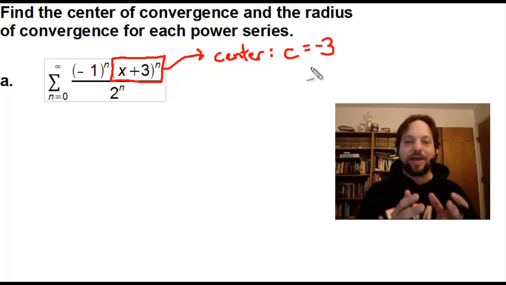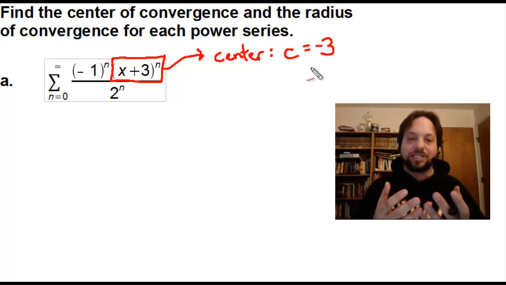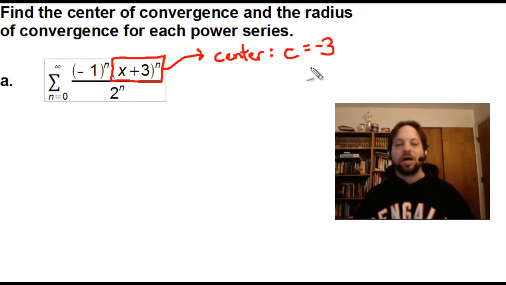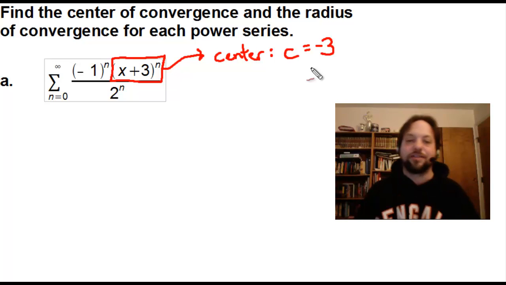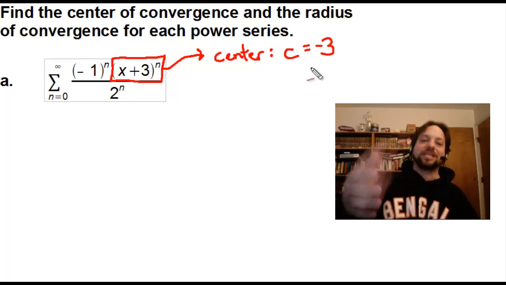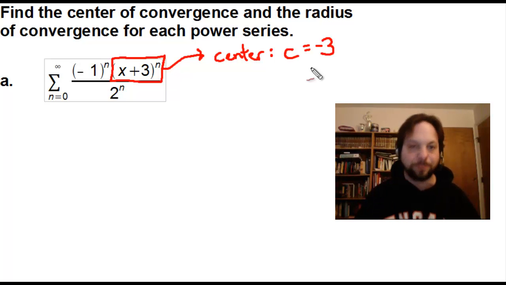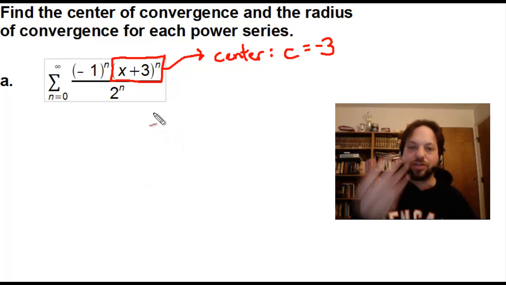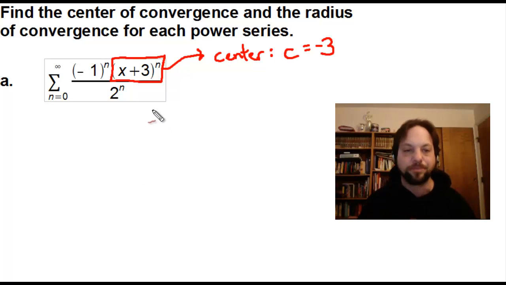And that is the value upon which a Taylor series is built around. At C equals -3, or at x equals -3, we'll find that this particular power series agrees with its function exactly. All right, so that's how we find the center. It's a very, very easy thing. You can do it just by looking. There's not much to it.